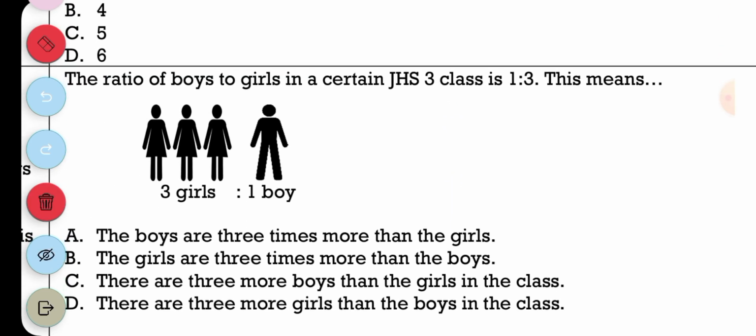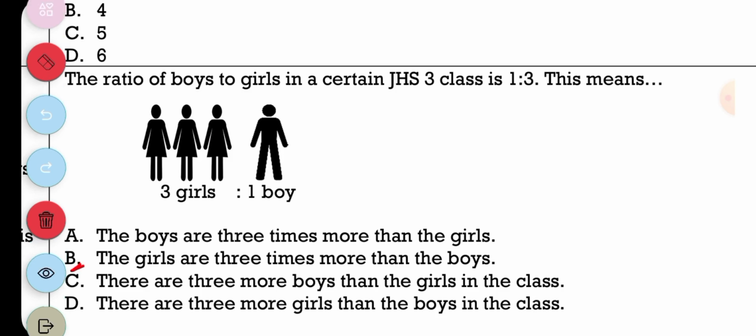The next question, the ratio of boys to girls in a certain junior high school 3 class is 1:3. This means A, the boys are 3 times more than the girls. B, the girls are 3 times more than the boys. C, there are 3 more boys than girls in a class. D, there are 3 more girls than boys in a class. The answer to this question is B. The girls are 3 times more than the boys.